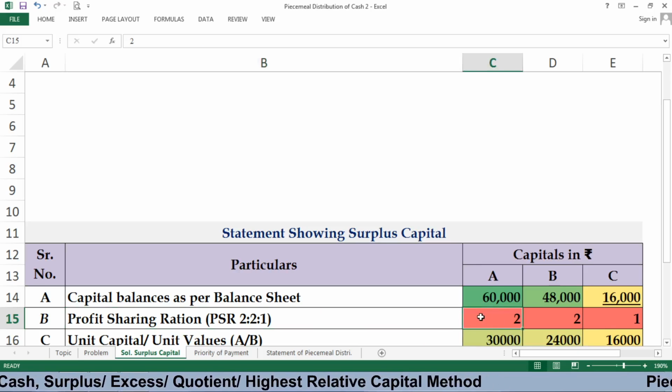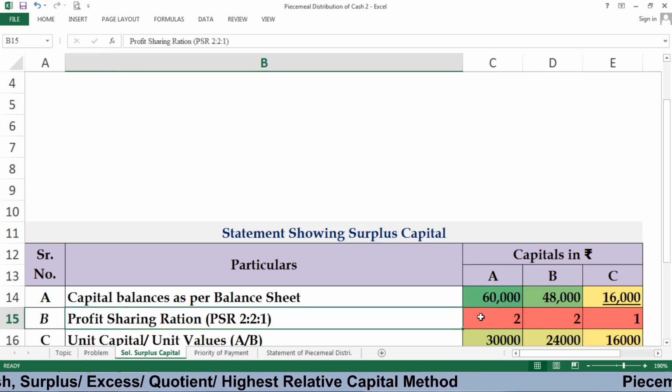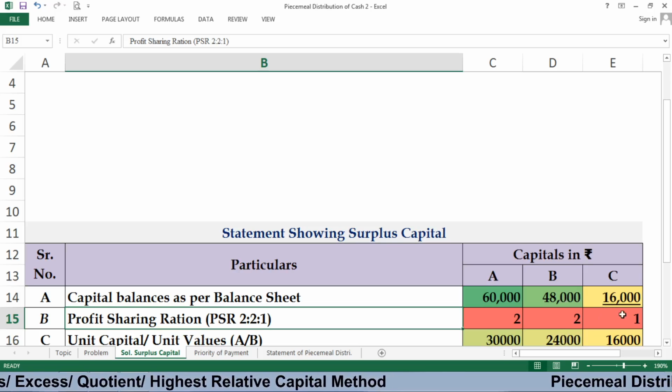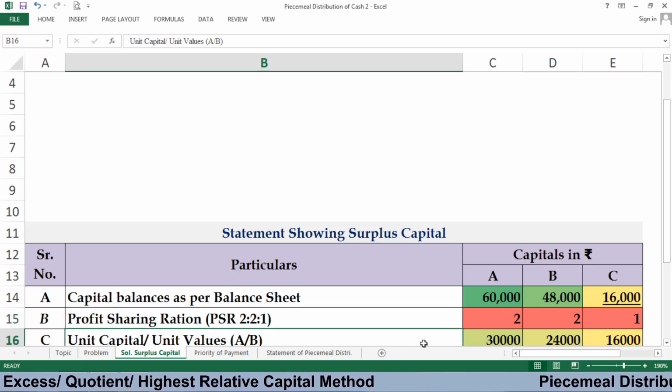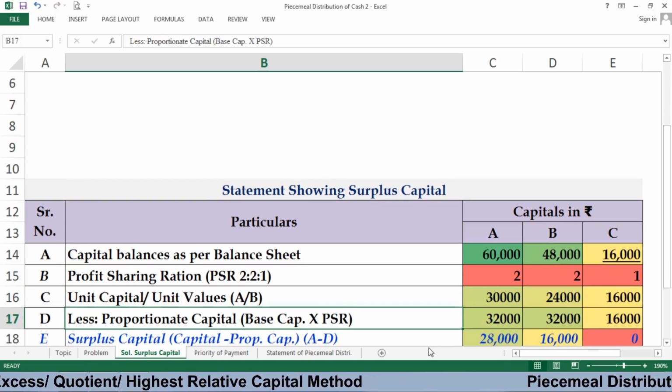So it is very simple. We have to calculate it by dividing the capital by its profit sharing ratio. So here 60,000 divided by 2 comes to 30,000, 48,000 divided by 2 comes to 24,000 and 16,000 divided by 1 comes to 16,000. So this is our unit capital.